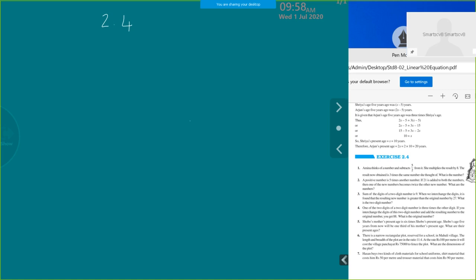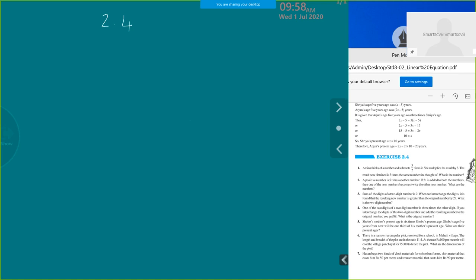So the first question there is, Amina thinks of a number and subtracts 5 by 2 from it. She multiplies the result by 8. The result now obtained is 3 times the same number she thought of. What is the number? So last day what we learned is we have variables on both the sides of the equation or equal to sign.